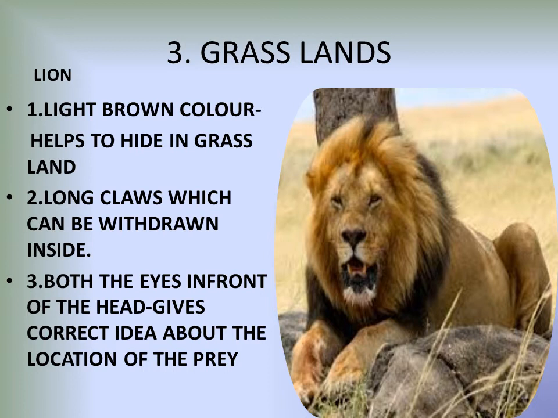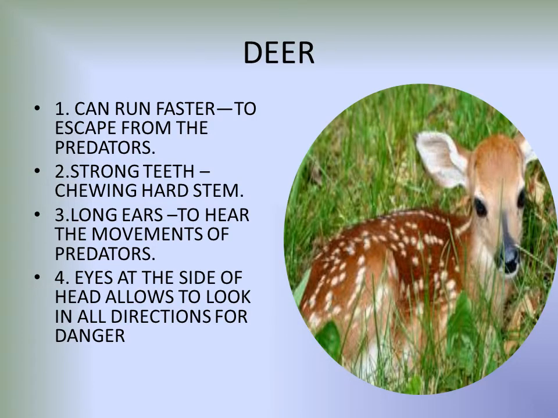They have long claws which can be withdrawn inside. Both the eyes in front of the head give a correct idea about the location of the prey. That means they have good hearing power. Then they have needle shaped leaves which help water and snow to slide down, as already discussed.